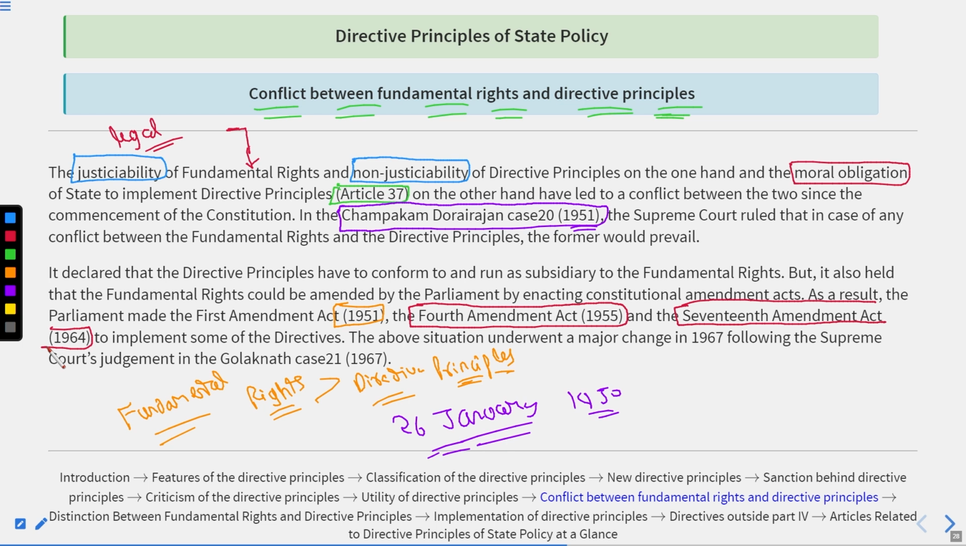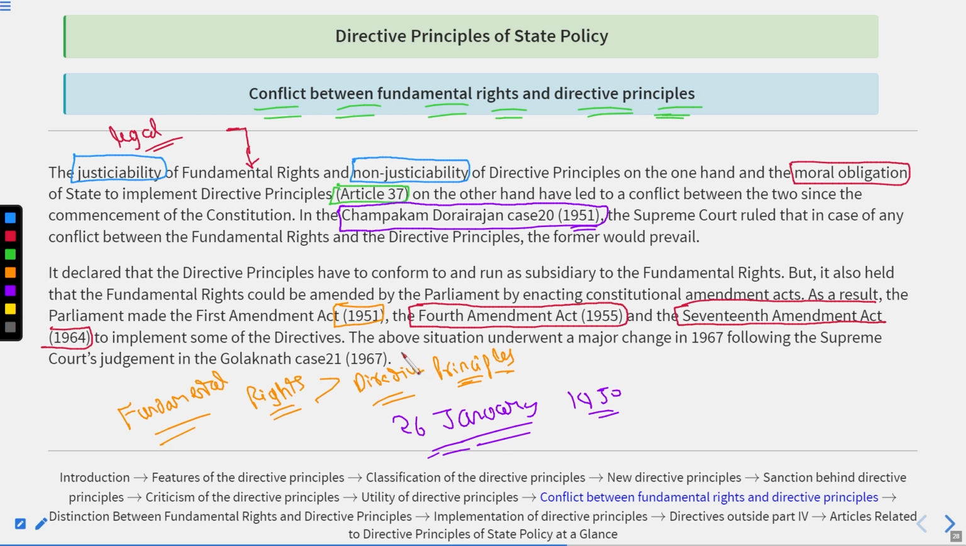The above situation underwent major changes in 1967 following the Supreme Court judgment in the Golaknath case, 1967. However, in the Champakam Dorairajan case, 1951, the Supreme Court said that if any conflict arises between the provisions of the fundamental rights and the directive principles, the weightage of fundamental rights will always be higher than the directive principles. But they also said that if the government wants, it could make changes in the provisions of the fundamental rights so that the directive principles could be implemented smoothly.